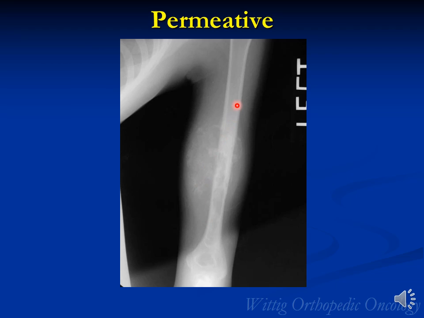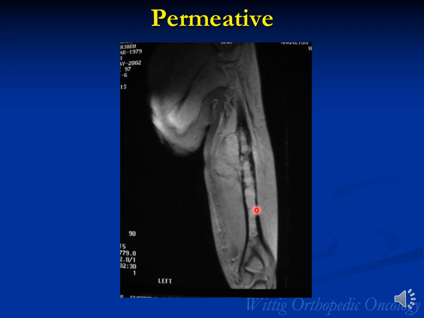Here's a permeative osteosarcoma of the humeral shaft. Again, you can't make out the borders of the tumor. Here's the MRI correlate showing you the extent of the tumor.